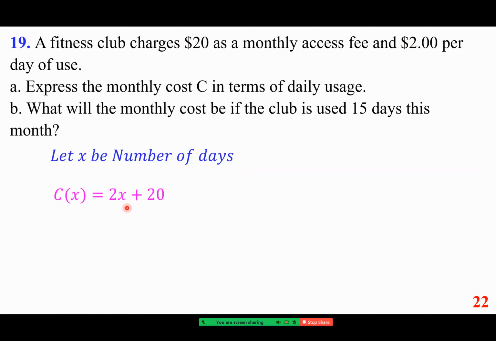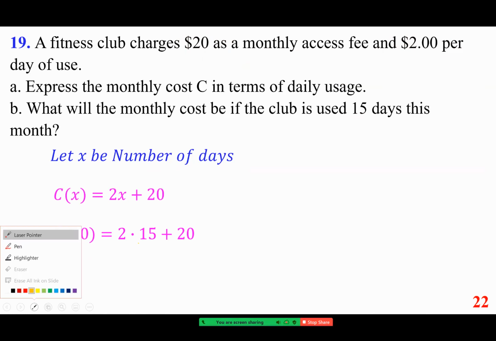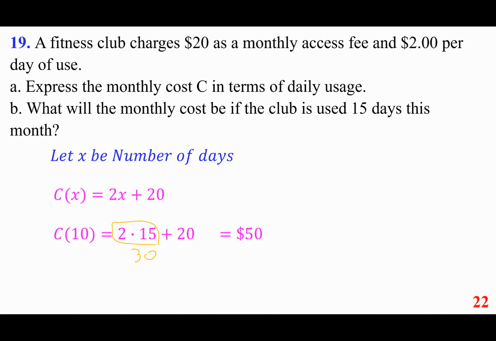And if we use it for 15 days, we replace the x with 15. $30 and 20, they add up to $50. Then for that month, our cost will be $50. Box.